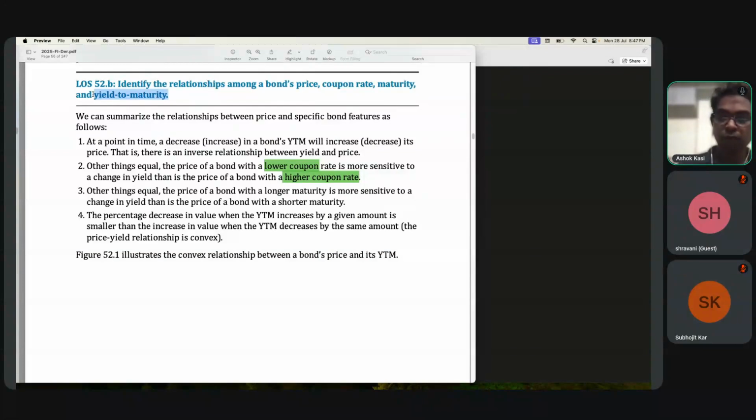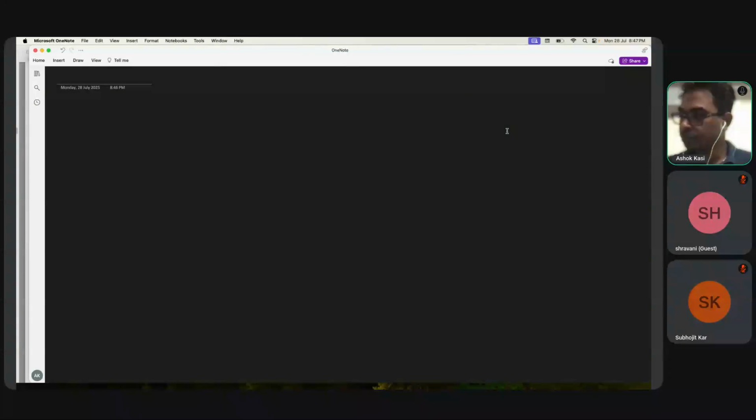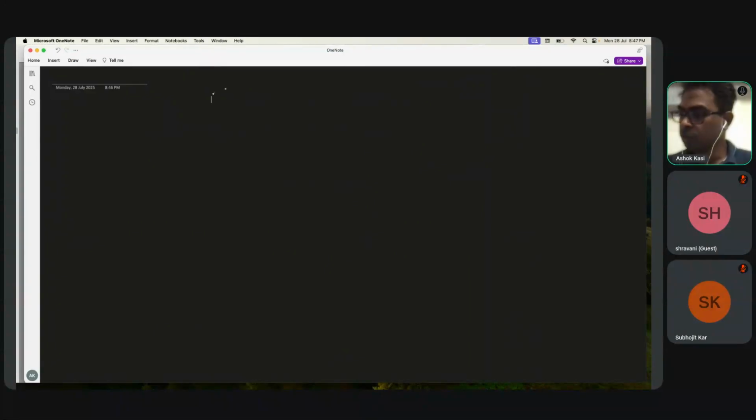Very often I'm going to keep using this term YTM, yield to maturity, in almost every session of fixed income. So let's understand this yield to maturity. Yield to maturity means what? Say, for example, there is a bond. Let's say this is a 4-year bond.